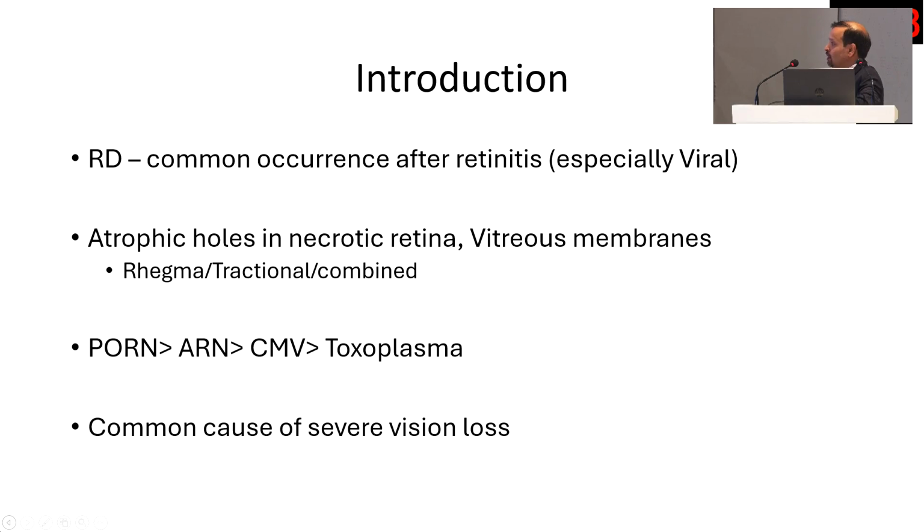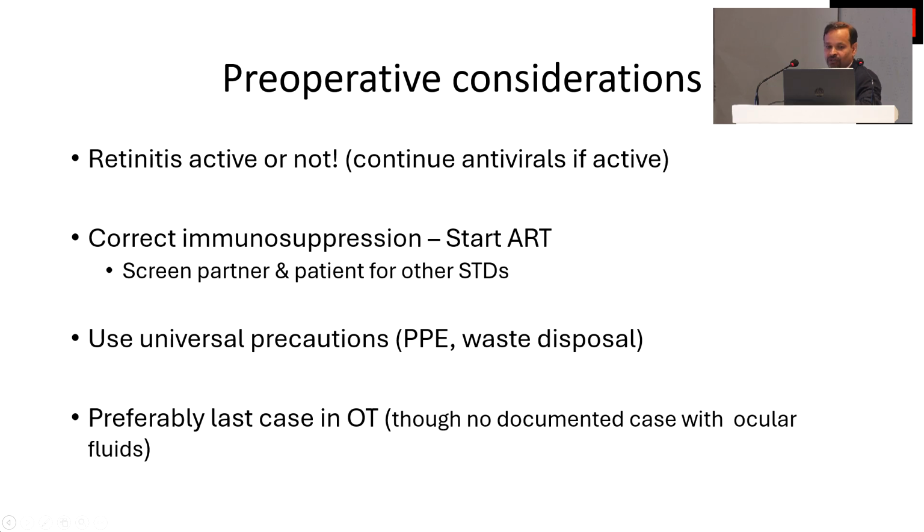Second issue is that, as Dr. Rohan showed, there are lots of holes in the atrophic necrotic retina. Once they do happen, the overlying vitreous becomes membranous, and it is very tenaciously attached to the retina. So once that happens, it can lead to rhegmatogenous RD, tractional RD, or even a combined retinal detachment. Progressive outer retinal necrosis fortunately is not very common, but remember RD is more common in ARN followed by CMV, and least common in toxoplasma, and once it happens it causes severe vision loss.